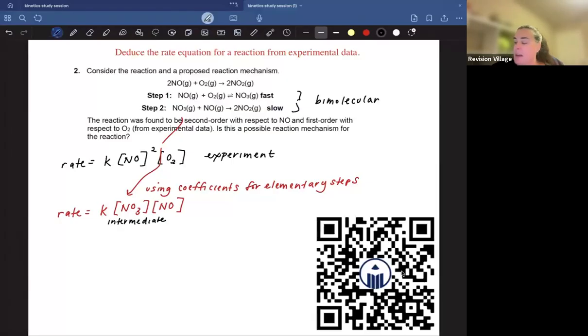It could be that the two NOs come together and make N2O2, and then N2O2 reacts with O2 to make two NO2s, right? I mean, that could be just as reasonable an answer. And so I can't base my rate law on an intermediate that I'm just surmising based on some knowledge of chemistry that we may or may not have, or some similar reactions we find in the literature. So I need a way to replace it.